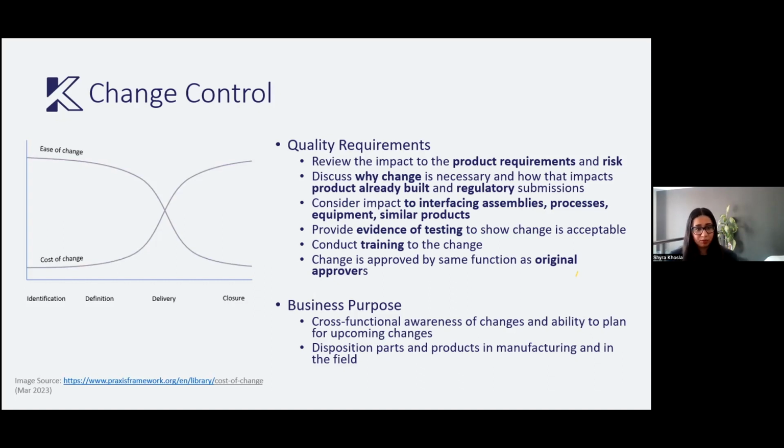You need to make sure that people are trained to the change. So especially if people were trained to the original processes, now you're going to go and change something. So who needs to be aware of the change? Who needs to execute differently or do things differently? And then you also need to make sure that your change is approved by the same people who approved your original change. So generally this is a cross-functional review.